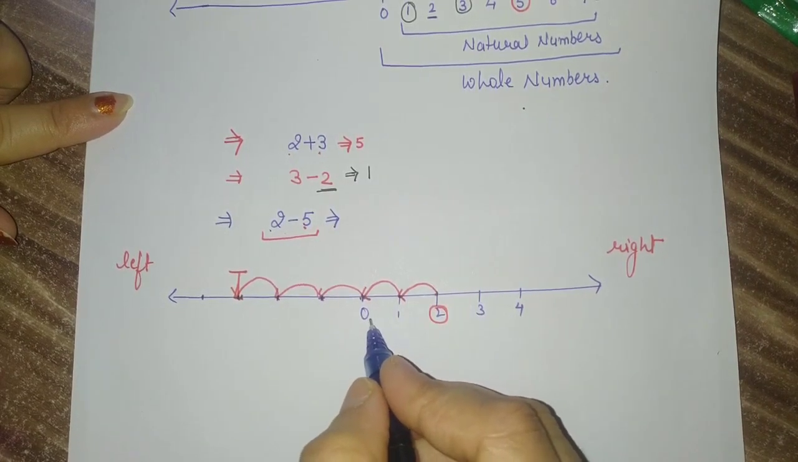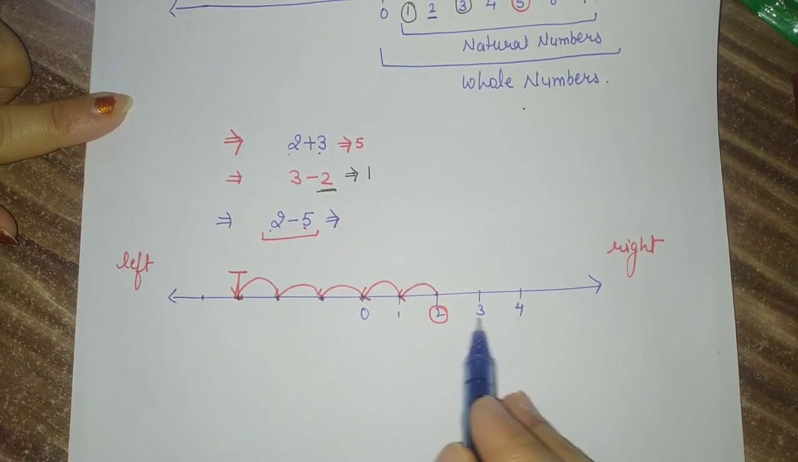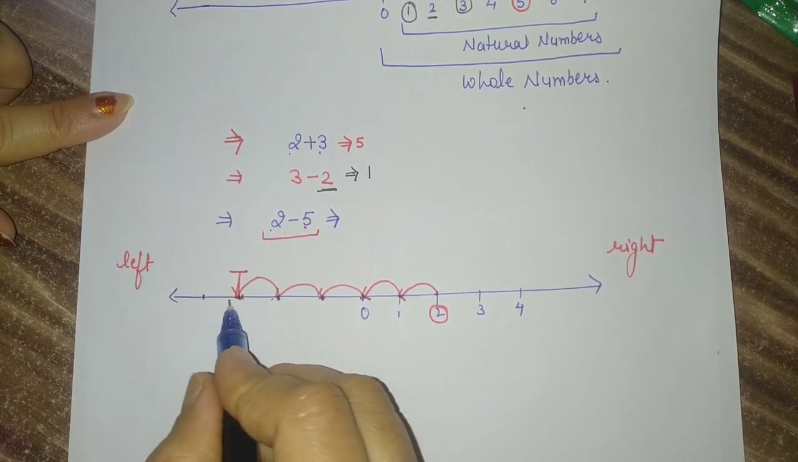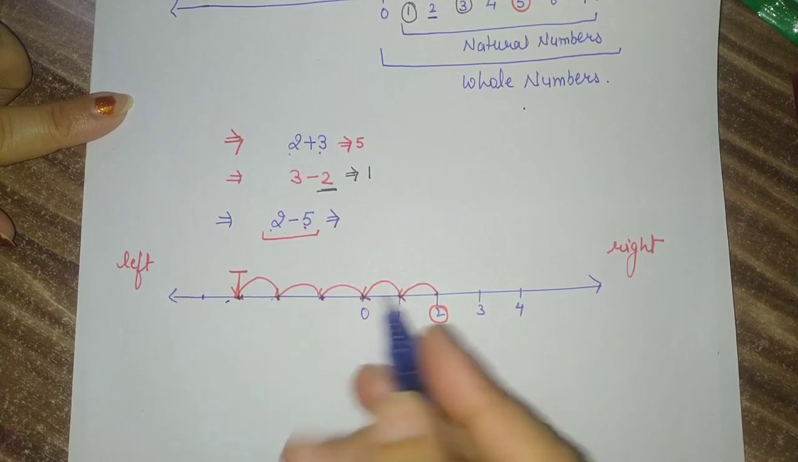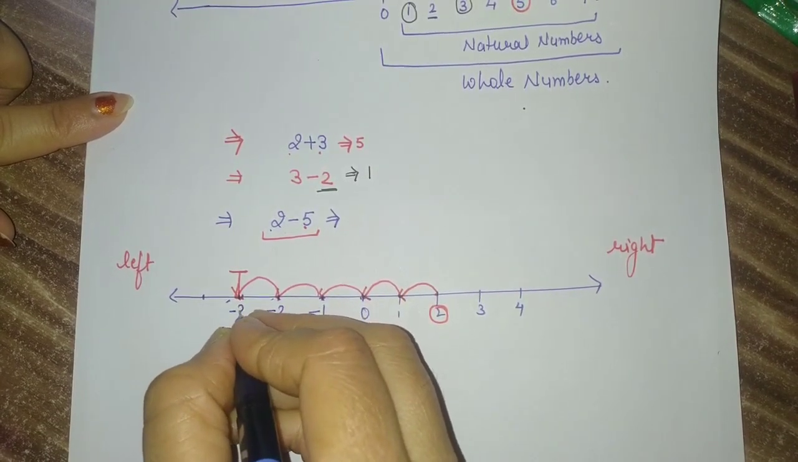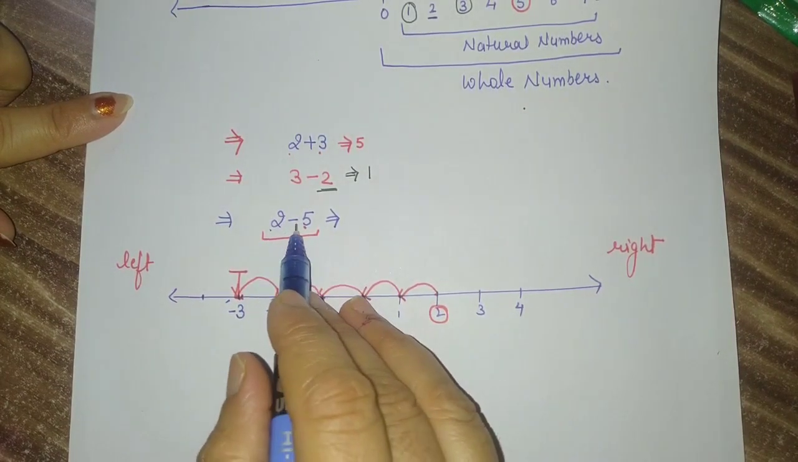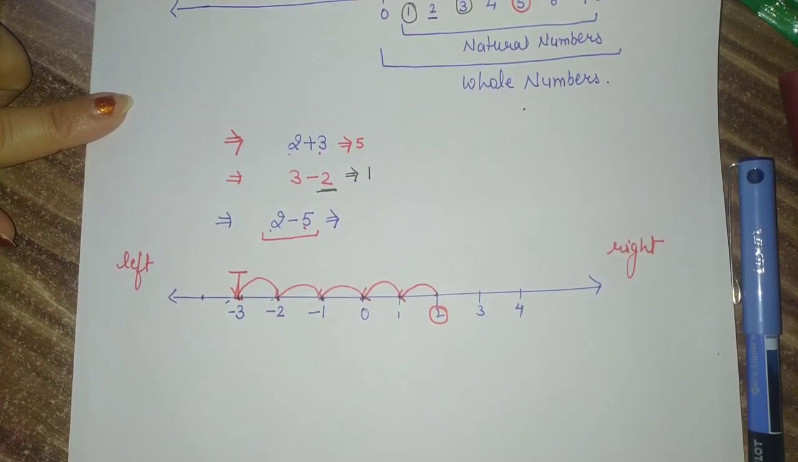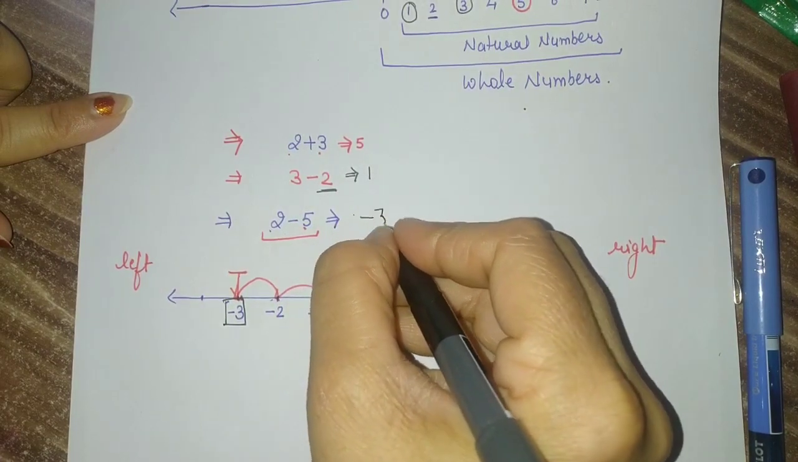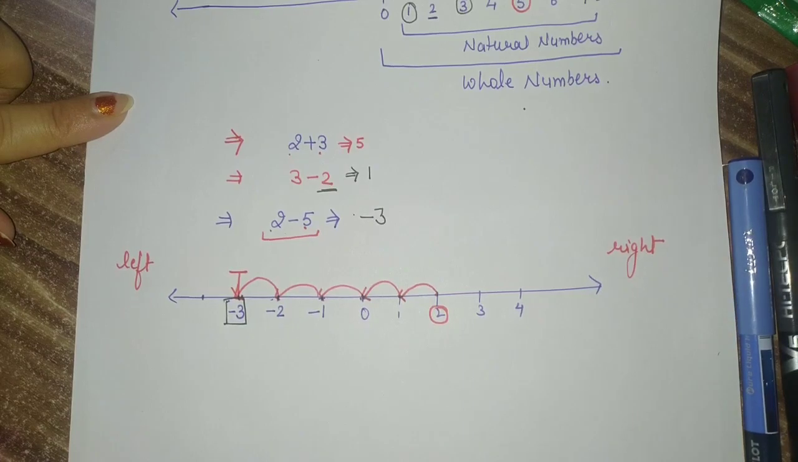Now the numbers towards the right side, we are giving the numbers 1, 2, 3, 4. But the same numbers we can't give to these marks, so we have to make some change. We mark these as -1, -2 and -3. So when we observe this, 2 minus 5, on which number do we reach? We reach -3. So what will be the answer? -3. Now the question arises, how is it possible?